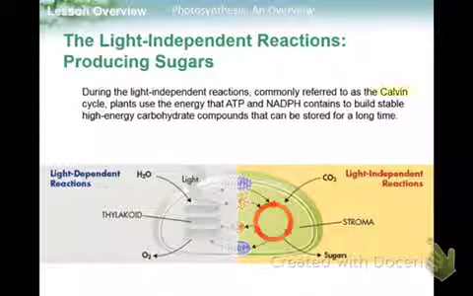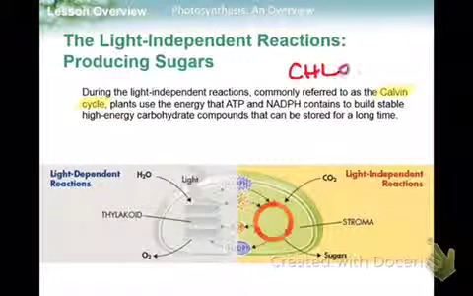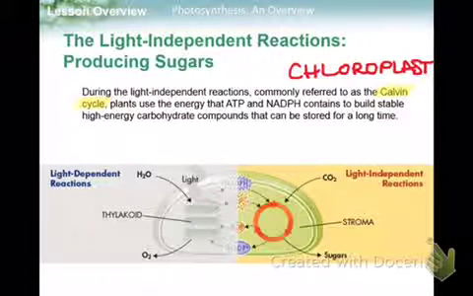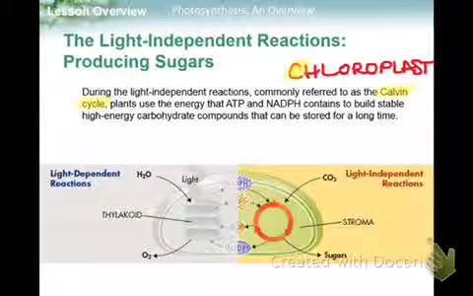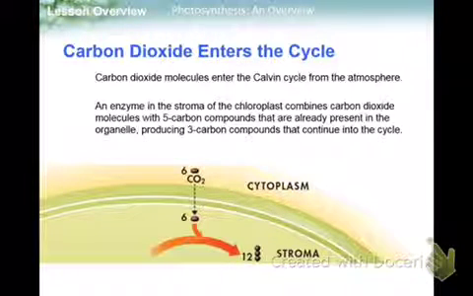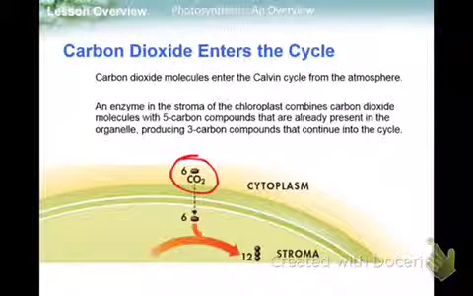The light-independent reactions are also known as the Calvin cycle. We're going to talk about a couple of different cycles. If you want to think Calvin cycle takes place in the chloroplast, those both begin with C. That might help you remember that the Calvin cycle is part of photosynthesis. So carbon dioxide enters the Calvin cycle from the atmosphere. You see that right here.